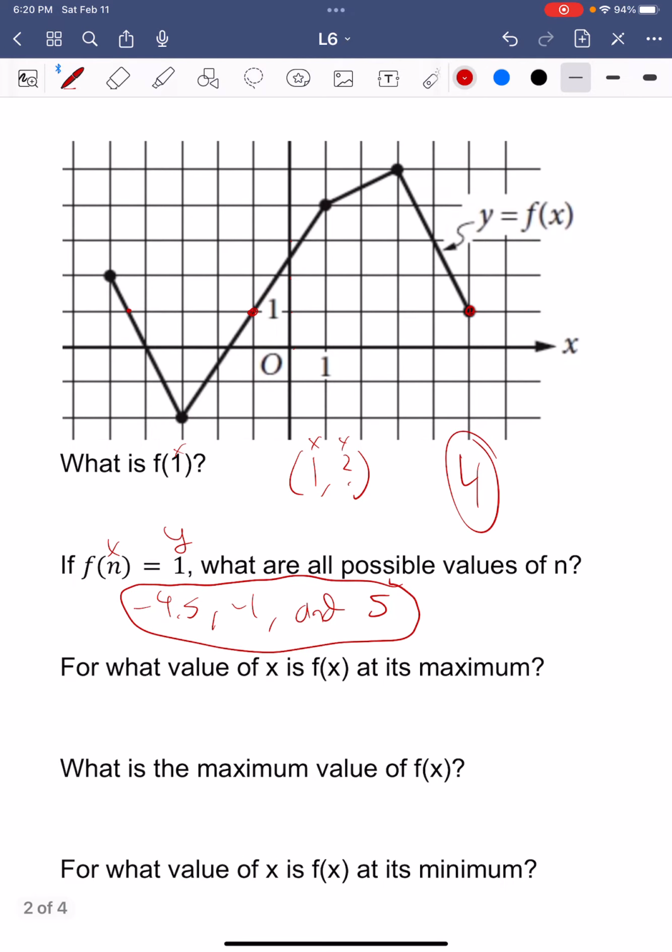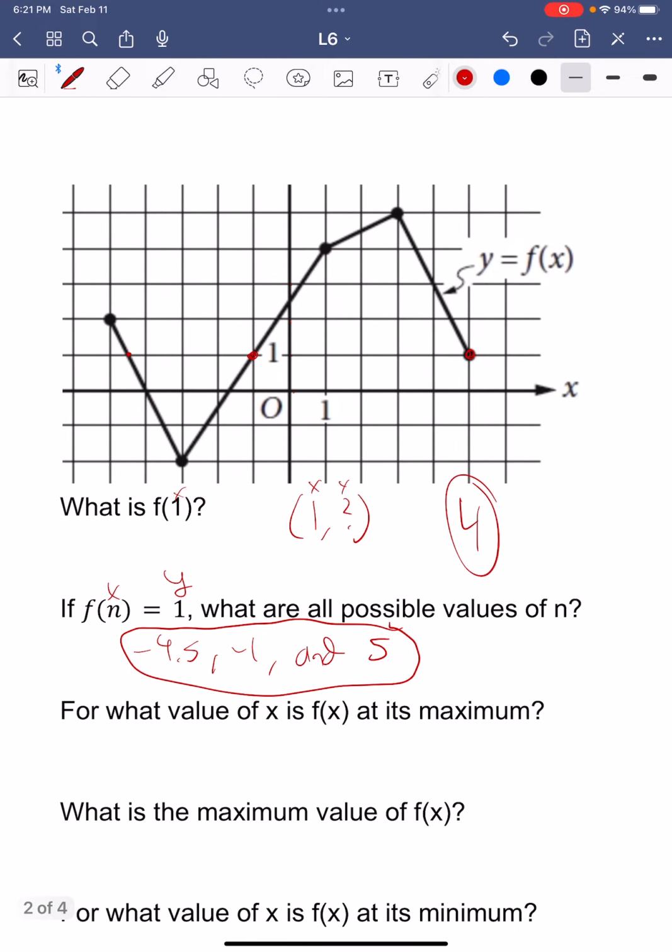For what value of x is f of x at its maximum? Now this is a tricky question because obviously the maximum value of f of x is 5 up here. But it's not asking for the maximum value of f of x. It's asking what value of x creates that maximum value. So when x is 3, f of x is at its maximum value. But what is the maximum value of f of x? That's just 5. That's when it reaches its highest point.